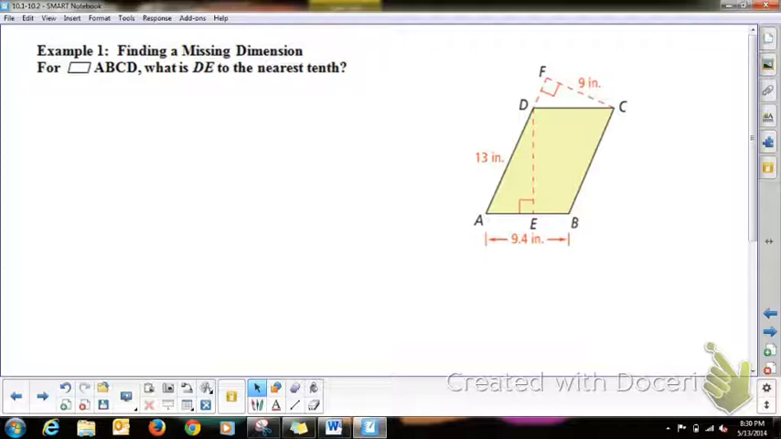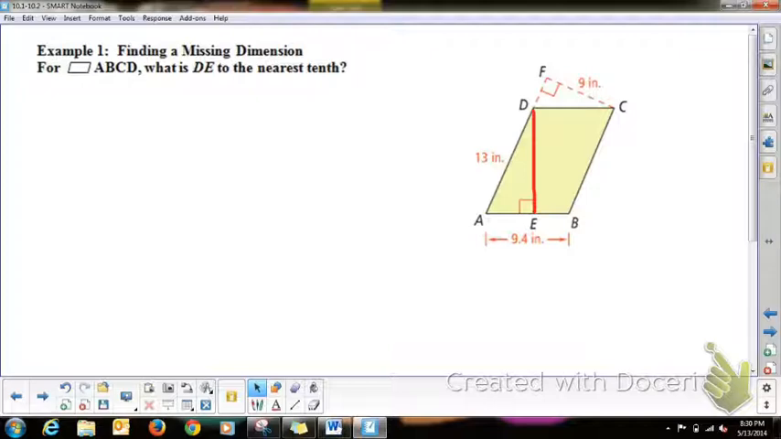So let's use the area formulas. We're not going to do any easy problems here. Let's do something a little complicated. So here we have a parallelogram ABCD. We want to find the length of segment DE to the nearest tenth. So that's this segment here.